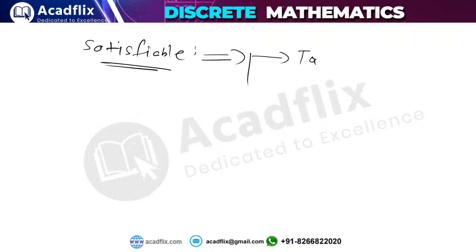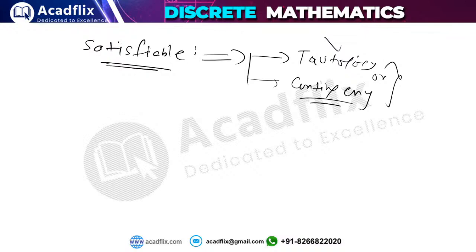Now let's see the concept of satisfiability. What is satisfiable? If you have a formula, then that will be satisfiable if and only if it is either tautology or contingency. Basically, if you find out that the formula is a tautology, then it is satisfiable. If it is contingency, then it is satisfiable. Satisfiable means tautology or contingency.